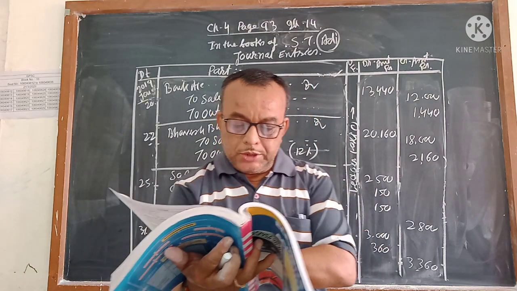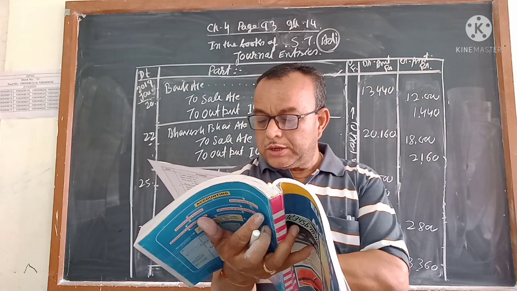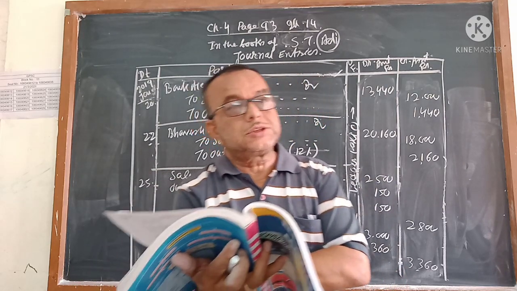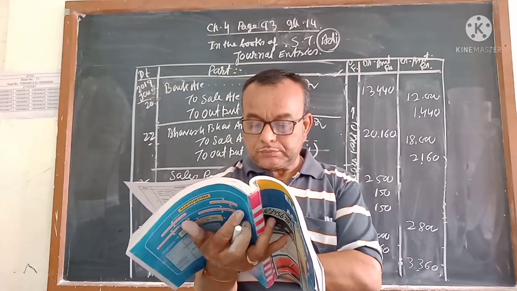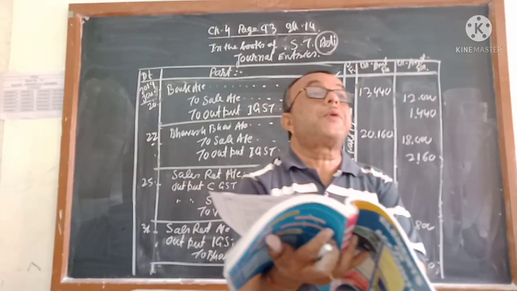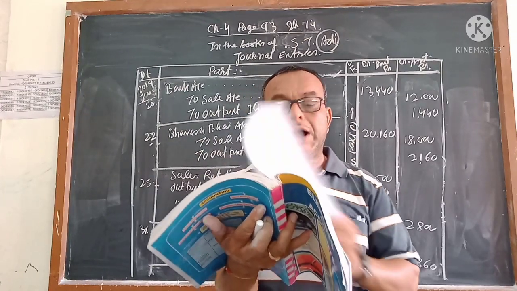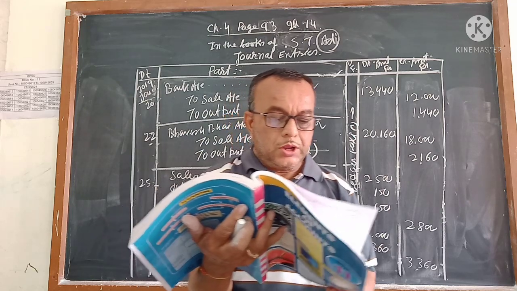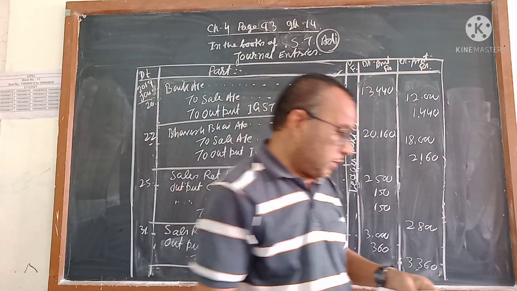In number 20, see: carriage inward paid by cheque to the transport company having the registration or registered office in Mumbai. Now this is IGST, and you pay carriage inward. So Carriage Inward Account debit, IGST Account debit. IGST will be 5%. 5% of 8000 means 400. So 8000 Carriage Inward Account debit and Input IGST Account debit to Bank, that is 8400.